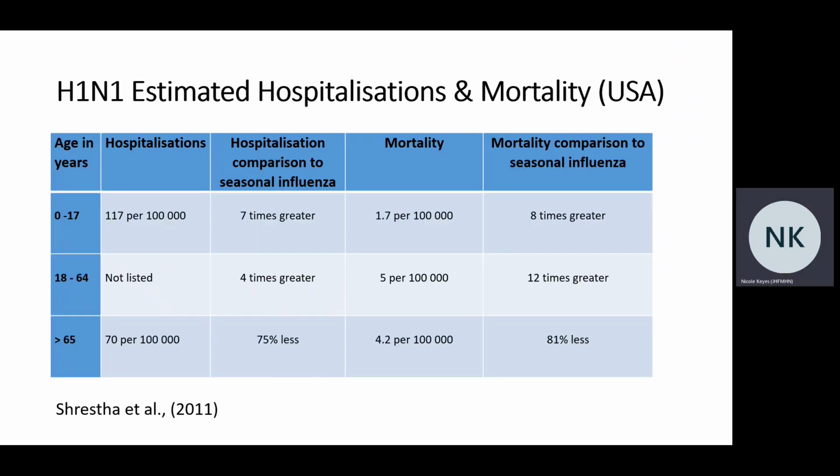This is a table of the estimated hospitalizations and mortality rates in the USA based on age. So as you can see, those aged 0 to 17 were 7 times more likely to be hospitalised due to H1N1 than seasonal influenza, and 8 times more likely to die, while those aged 18 to 64 were 4 times more likely to be hospitalised and 12 times more likely to die. This is in comparison to those over the age of 65, who were actually 75% less likely to be hospitalised from H1N1 and 81% less likely to die from H1N1 than seasonal influenza.